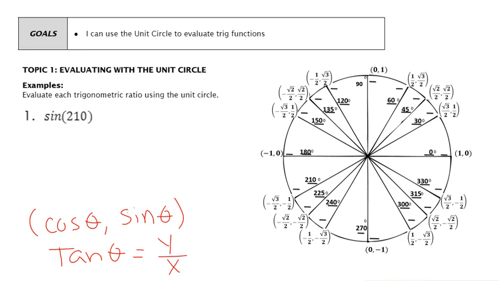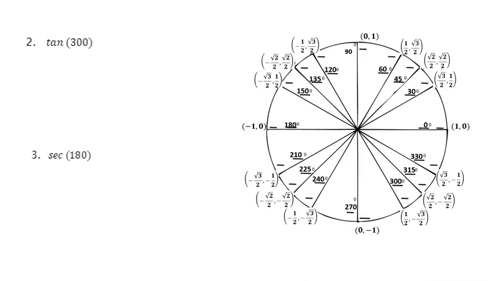So the first question is, what is the sine of 210 degrees? 210 degrees, we're going to find it on our unit circle. It's right there. Sine is the y value. And so our answer would be -1/2. So the value of that we can read right off the unit circle. For the next two examples, same thing.